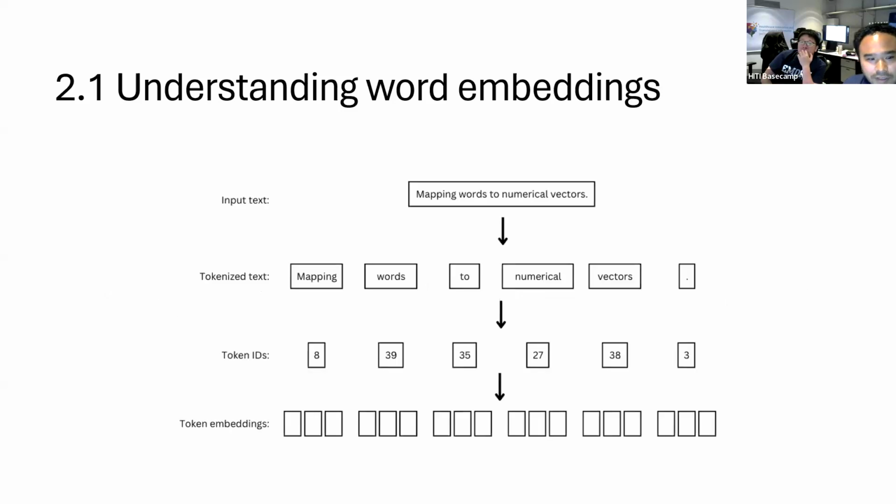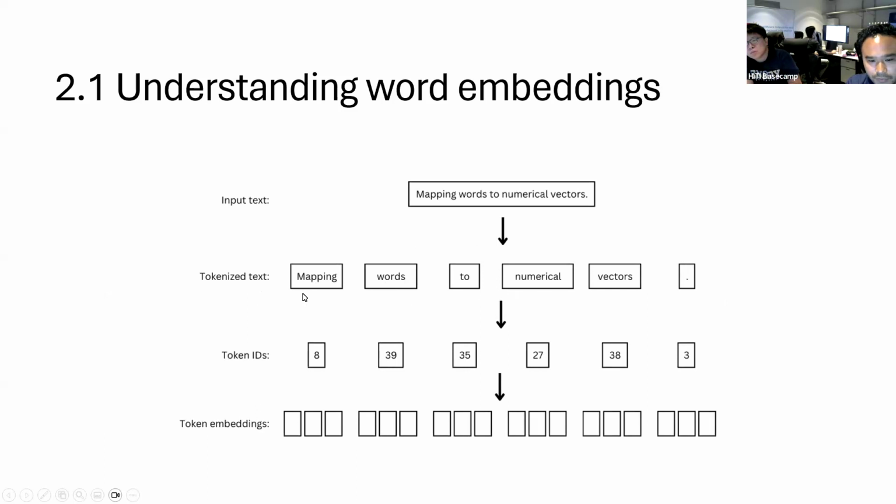So this is what we'll be trying to understand. For example, taking what Claude said about word embeddings, mapping words to numerical vectors. We'll be splitting the words into tokens. Tokens can be words and also punctuations. So mapping words to numerical vectors translates to mapping words to numerical vectors here in the tokenized form.